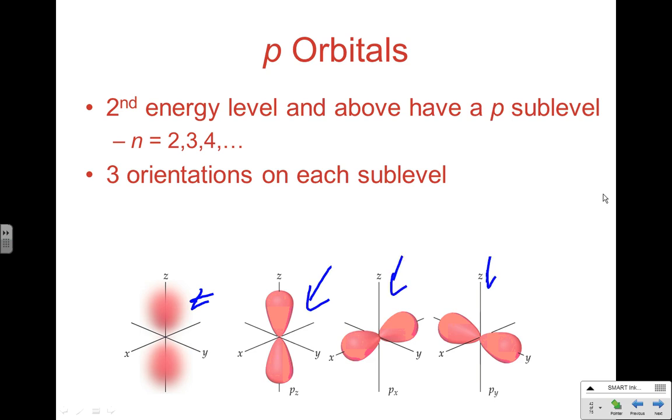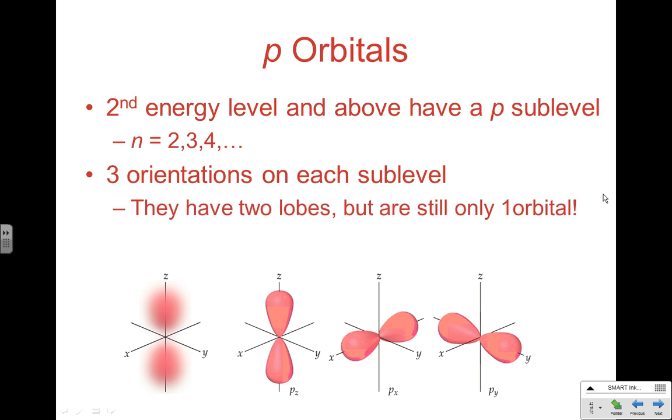So picture a dumbbell, and it is sitting along the z-axis. Well, if I spin it just a little bit and get it on the x-axis, I'm in a new region of space. If I spin it 90 degrees again, I'm along the y-axis, and once again, I'm in a new region of space. So there are 3 different orientations, or 3 different p apartments, on every energy level that has p. So the second and above always have 3 p orbitals.